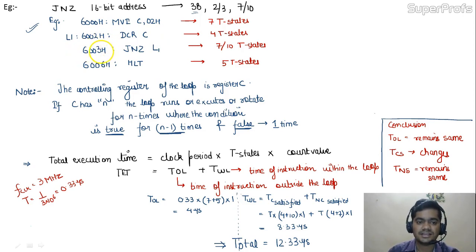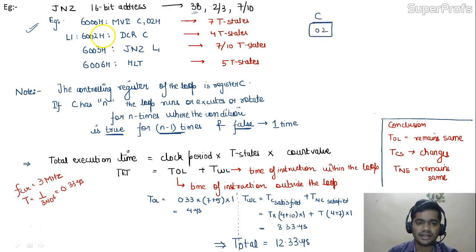Okay, now 6003H is the jump condition, that is, if the result is non-zero, then jump to L1. This L1 is referred to as the label given to this address. We can write either 6002H also, but here we are using L1, and the last statement is halt. So how the process would commence: first the data in C would be 02.